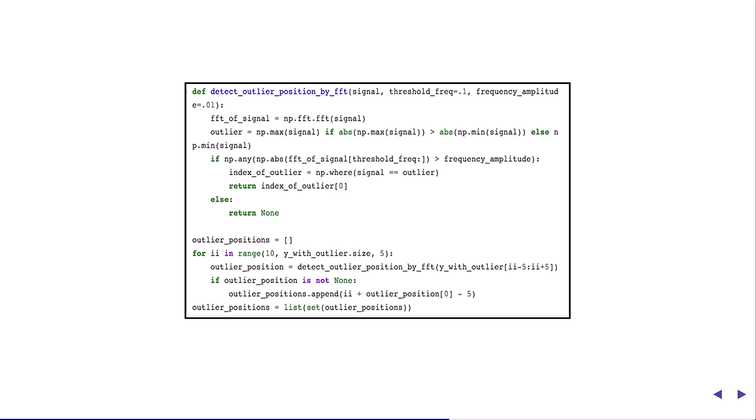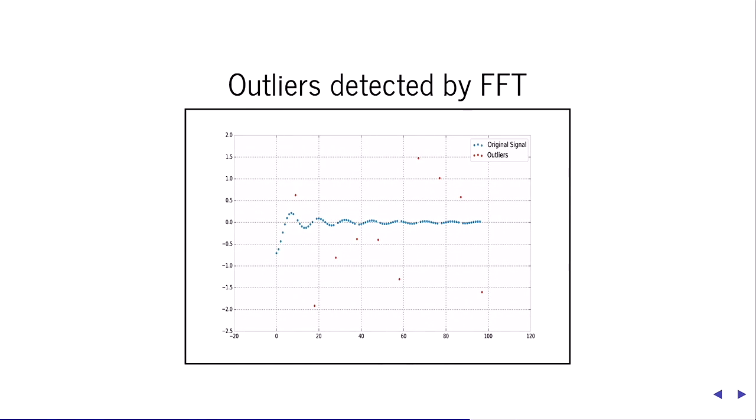So in the first outlier signal, this is quite successful, and unlike median filtering, we didn't disturb the signal in any case, but we are able to capture all of the outliers.